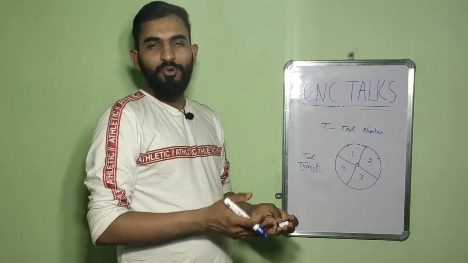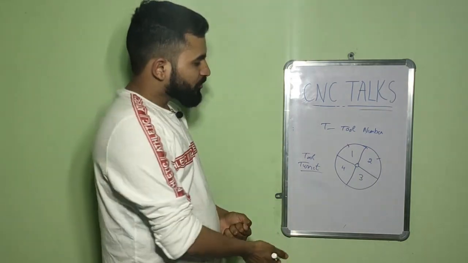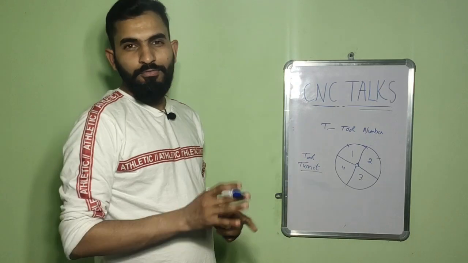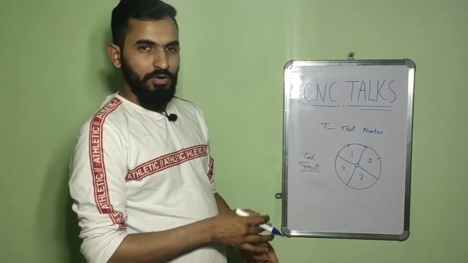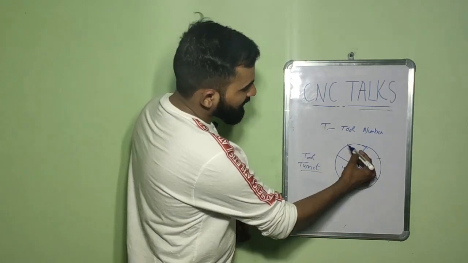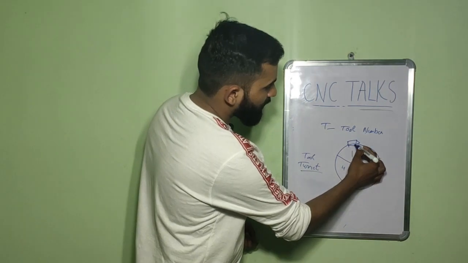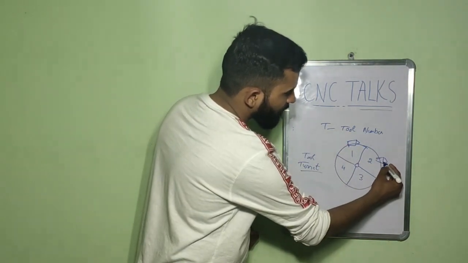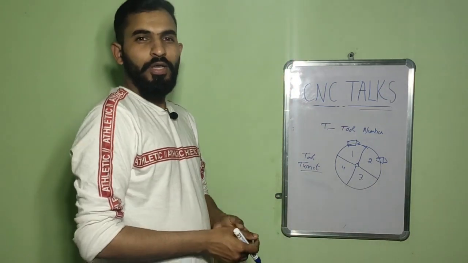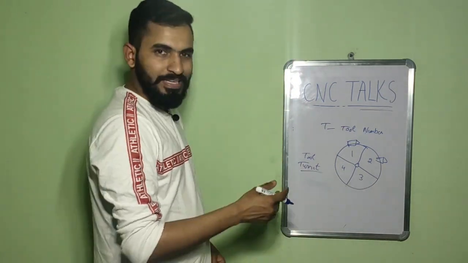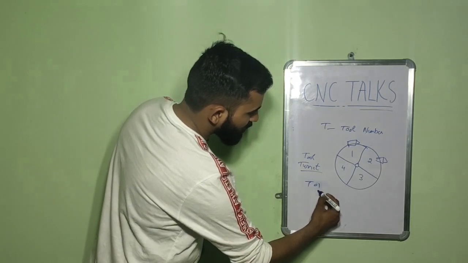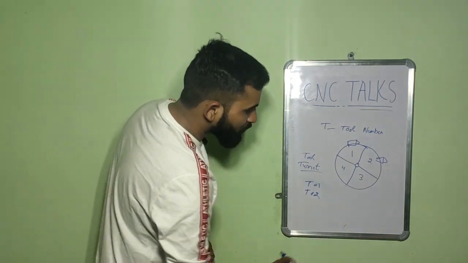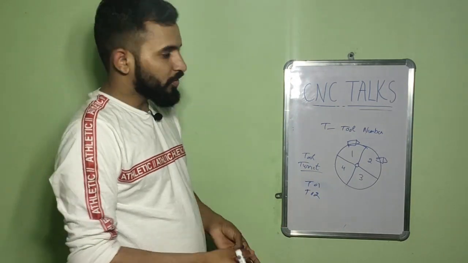The term T denotes the tool number. Let's suppose this is a tool turret and there are 4 positions where we can mount our tool. So for example, let's suppose at 1 there is a grooving tool or at 2 there is a turning tool. So to call our tool at position 1, we can easily type T01 or T02 to call our tool which is at position 2.